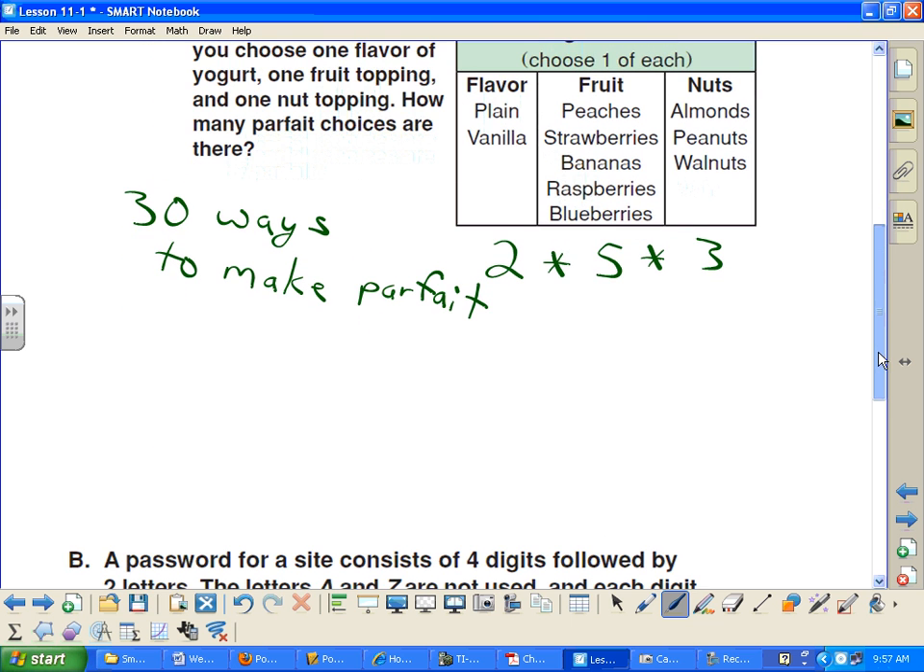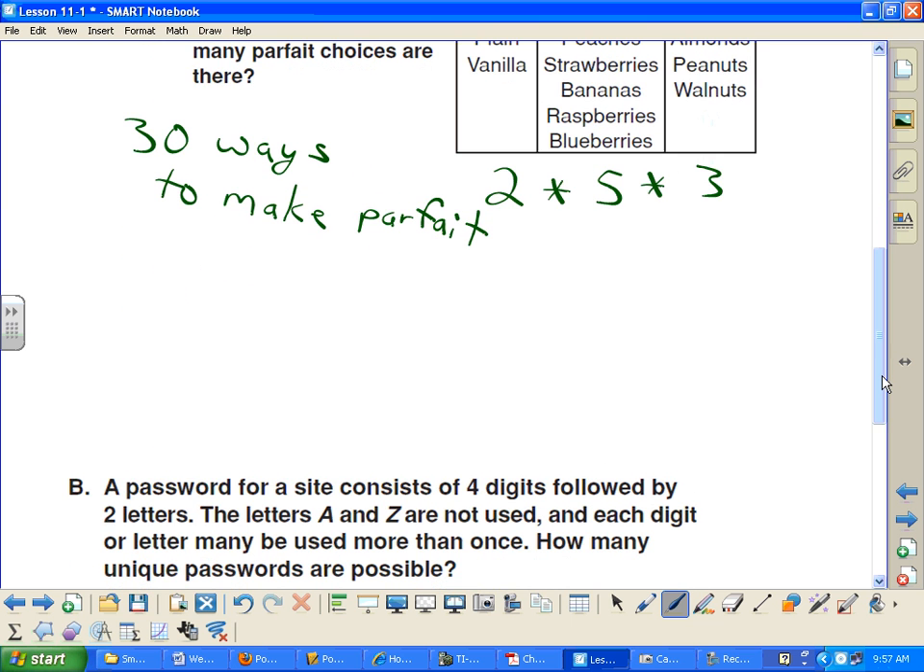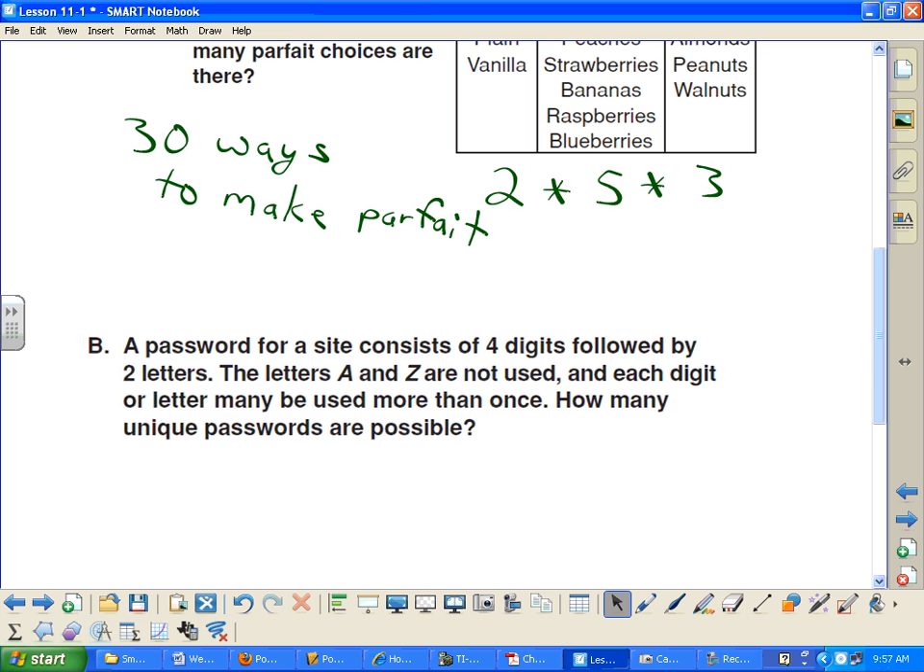Now, some of the counting principle problems are a little bit different. Like here we have one consisting of passwords. Now, how many of you guys have passwords? How many of you have multiple passwords? How many of you have 5 or more? Wow. All right. That's probably close to what I have to remember.